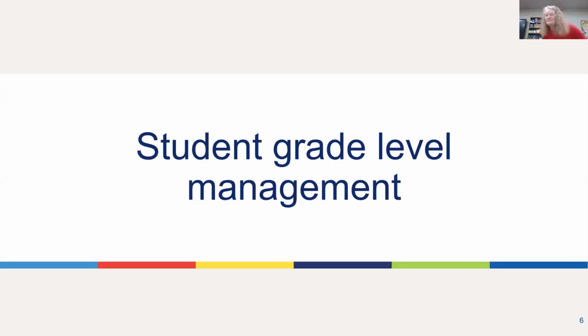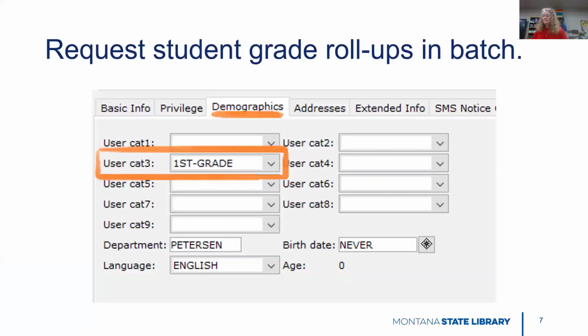First things first, let's talk about student grade level management. Grade level is selected in user category 3 in a student's library account. The screenshot that I have up there is from the Modify User Wizard. And if you select the Demographics tab after looking up a user, you can see there in user category 3 which grade they are in.